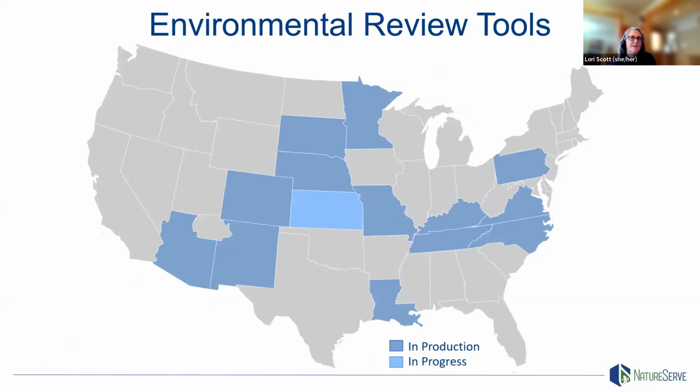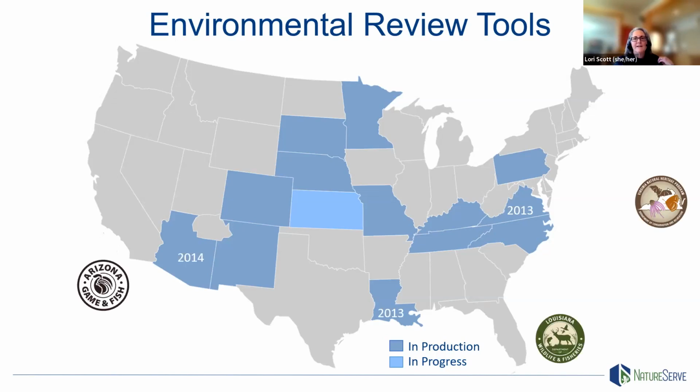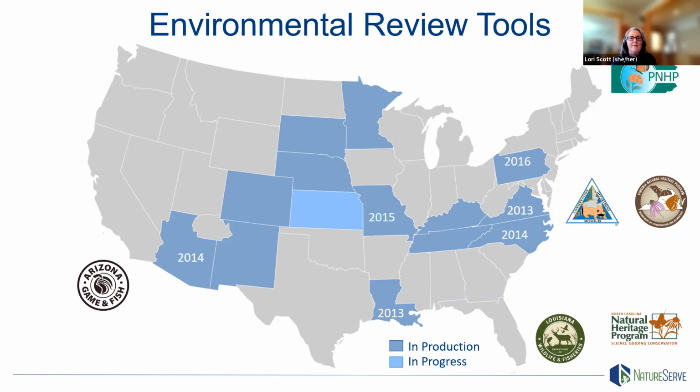So this map is showing the footprint of where we've deployed these tools so far. And then the different colors here, the lighter blue indicates in Kansas, we have a tool in development now. So it's not in production like the others shown here. So if I just click through, you'll see, over the last decade where these tools have been deployed, starting in Virginia, Louisiana, Arizona, North Carolina, and so forth.